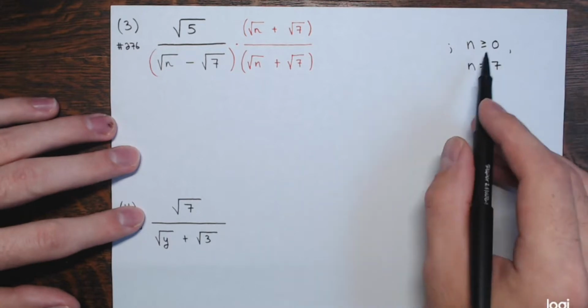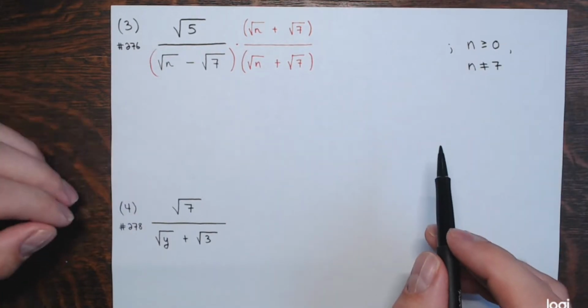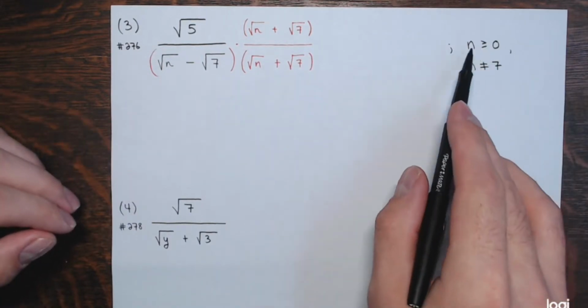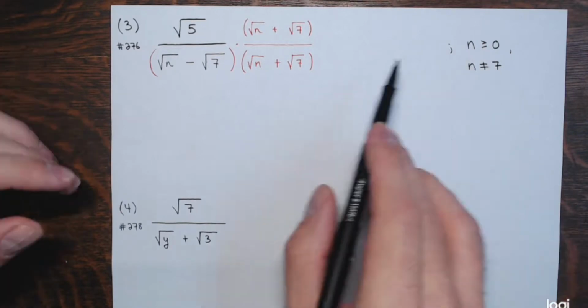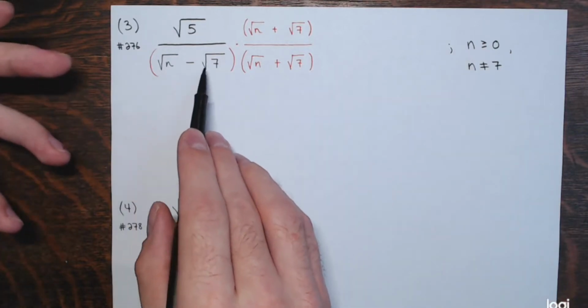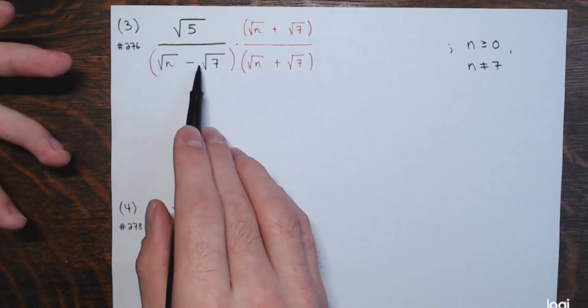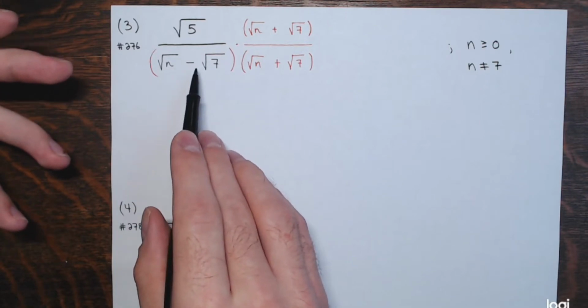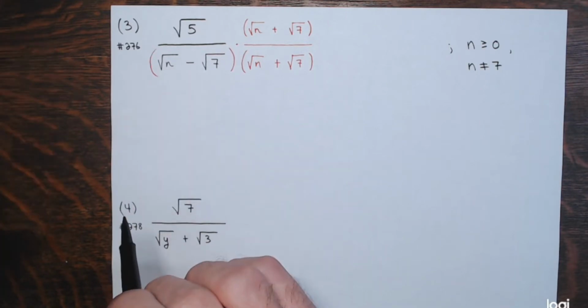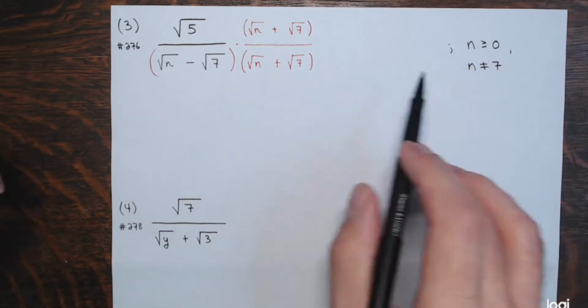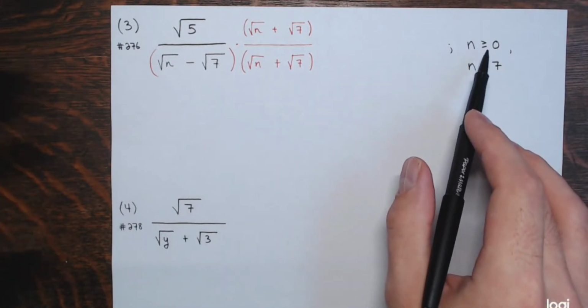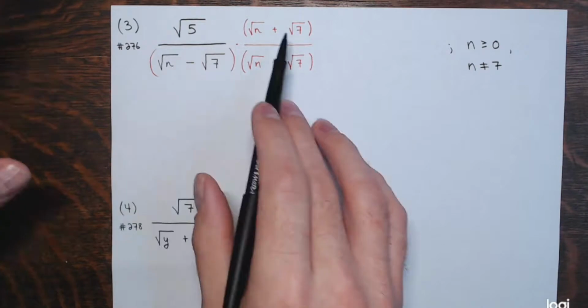So off to the side, I just put some restrictions on the variable. It can be any non-negative number I want except 7, because if I plug in 7 for n, you'd have the square root of 7 minus the square root of 7. You'd have 0 in the denominator, and that's not good. That's undefined. So as long as n is some non-negative number that's not 7, we can continue.